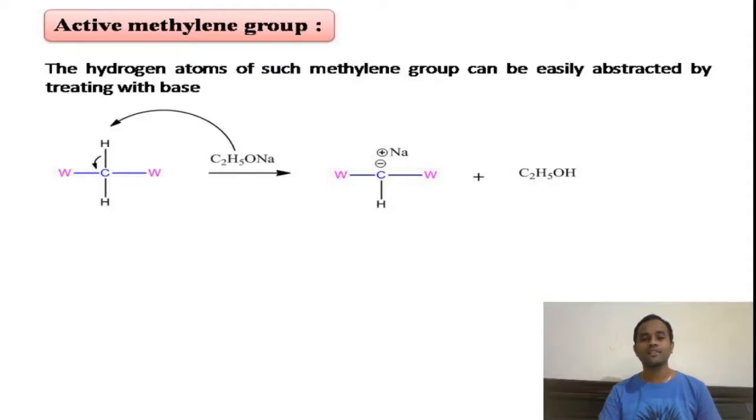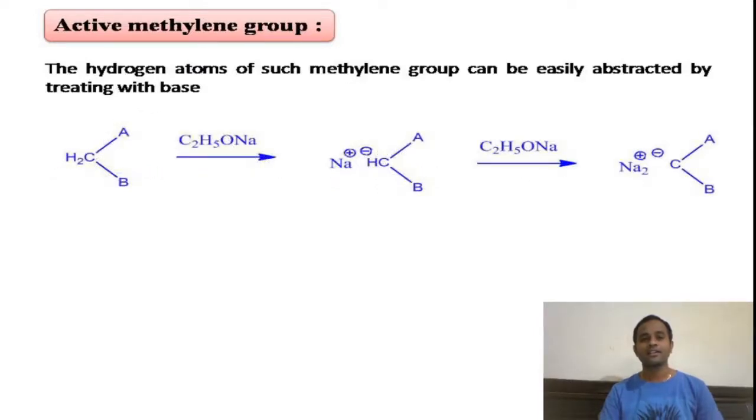It will easily lose H+ ions in the presence of base to form a carbon anion, right? And of course we can also abstract two protons, right? Not only one hydrogen atom, the two hydrogen atoms of the methylene group can be easily abstracted by treating with the base.